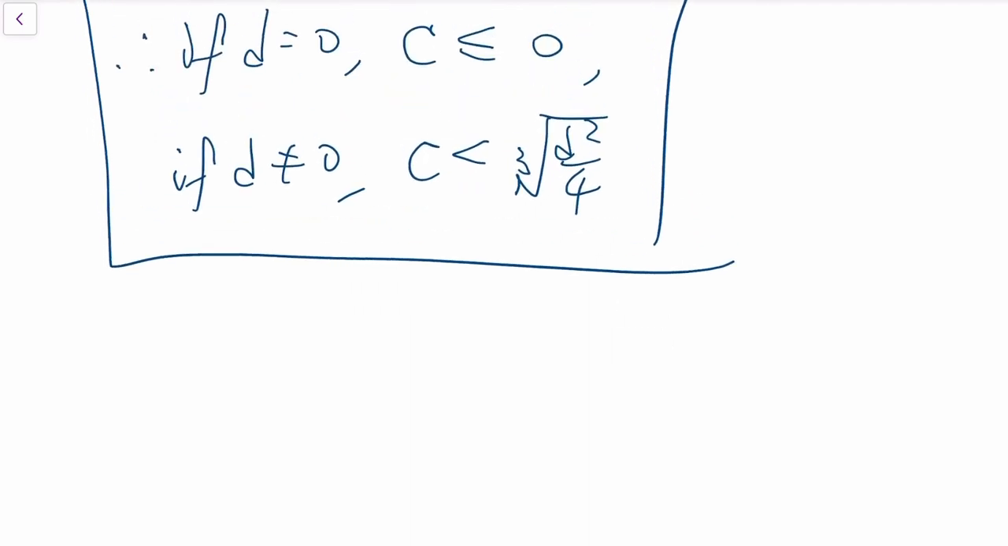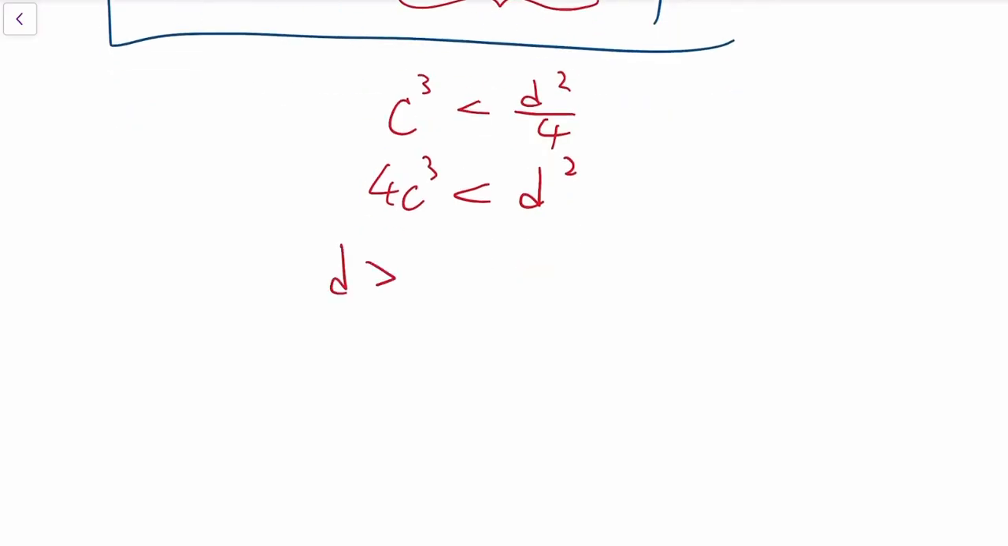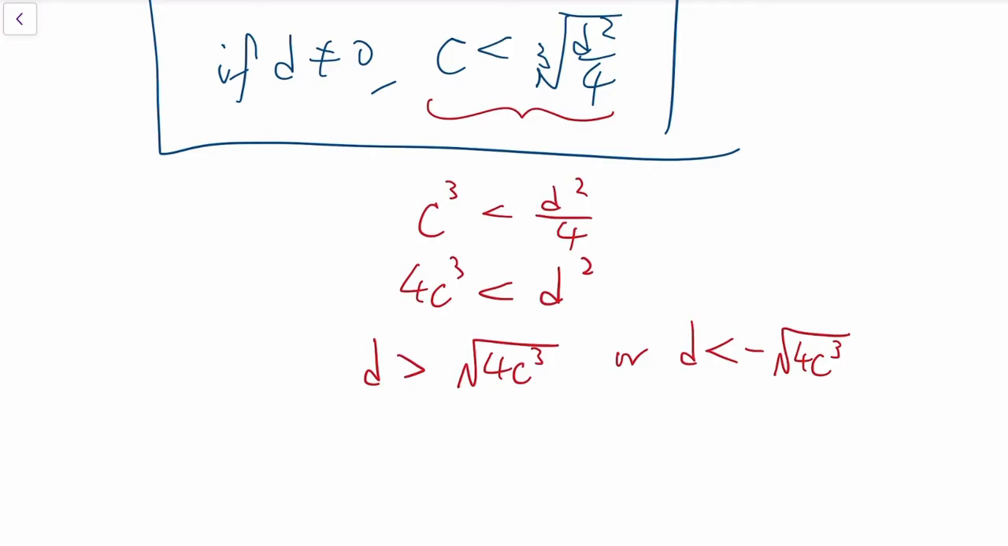And so the answer is basically this, but they make D the subject. Because they start by considering that C is now positive, they want to find D in terms of C. So you said C cubed is less than D squared over 4, so times 4 and square root that. D will have to be bigger than the square root of 4C cubed, or D will have to be less than the negative of root 4C cubed. Then from this, they separated into the case where D is negative or D is positive. So logically, my answer is the same as the solution's.